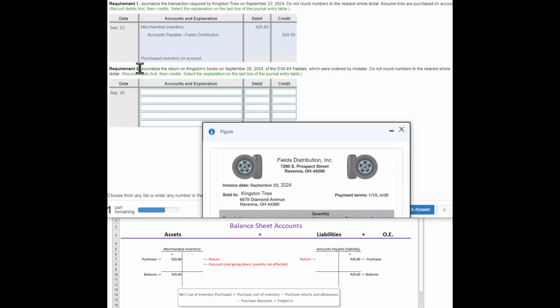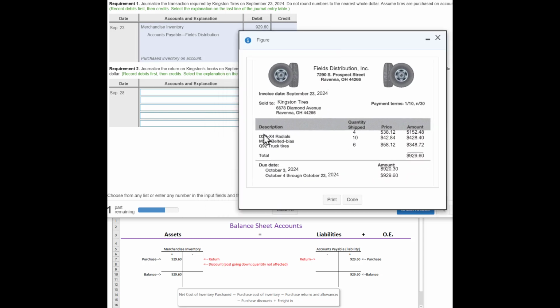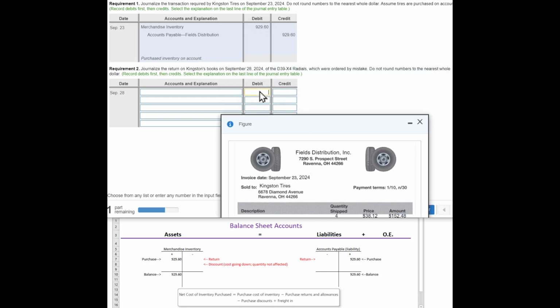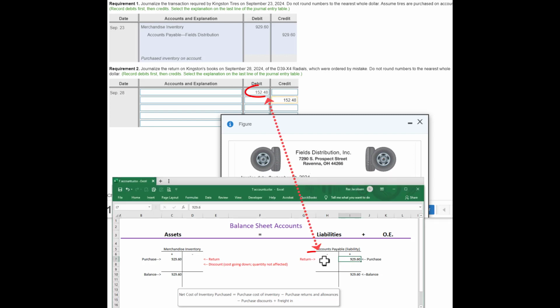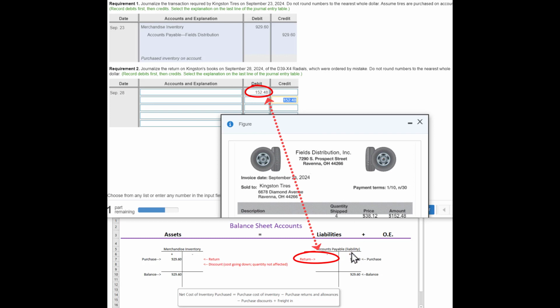So then, requirement 2, journalize the return on Kingston's books. And what did we return? The D39X4 radials. So the first line, the first set of tires, this $152.48, I'm going to copy and paste that for my debit and credit. So we return these, so we do not owe this $152.48. So what's going to happen to AP when we return some of it? We're going to have to lower AP by $152.48.